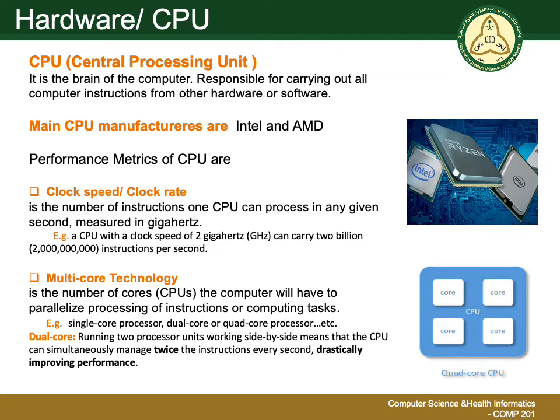ثاني metric المالتي كور technology is the number of cores، عدد السي بي يوز. The computer will have to parallelize the processing of instructions or computer tasking. في عندنا single core processor، dual core، quad core. كم عدد المعالجات الموجودة؟ هل فقط معالج واحد أو معالجين أو 4 معالجات؟ الشغلات هذه تحدد أيضا مقدرة الجهاز على أداء العمليات وسرعتها، وهل ممكن تنفيذها we can do it in parallel بالتزامن بنفس الوقت. نؤدي مثلا بدل ما يكون 2 بليون، 4 بليون instructions per second.